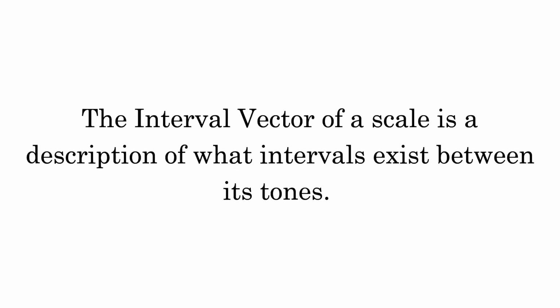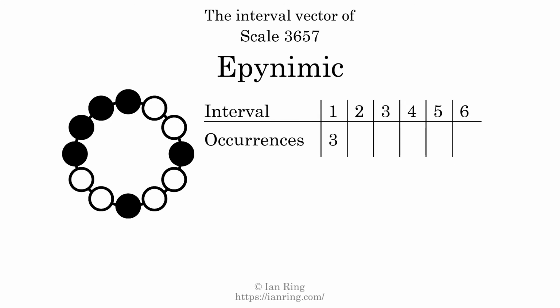The interval vector of a scale is a description of what intervals exist between its tones. There are 3 intervals with the size of 1 semitone. They are here, here, and here. There are 2 intervals with the size of 2 semitones. They are here and here. There are 4 intervals with the size of 3 semitones. They are here, here, here, and here.